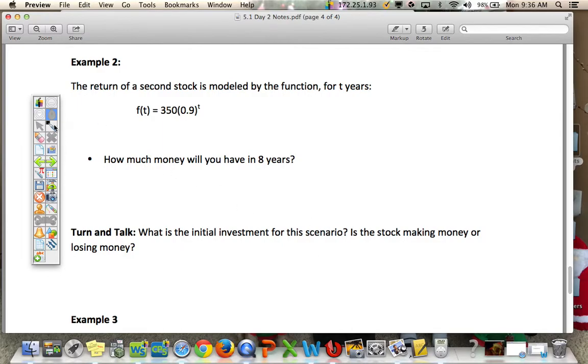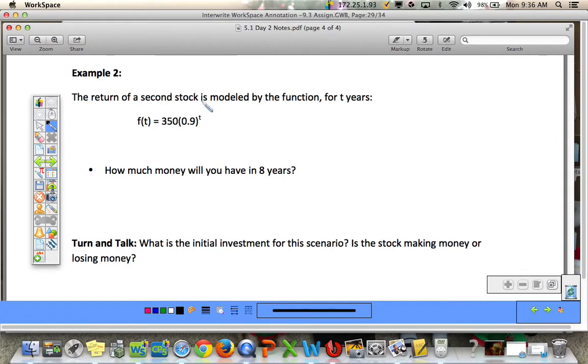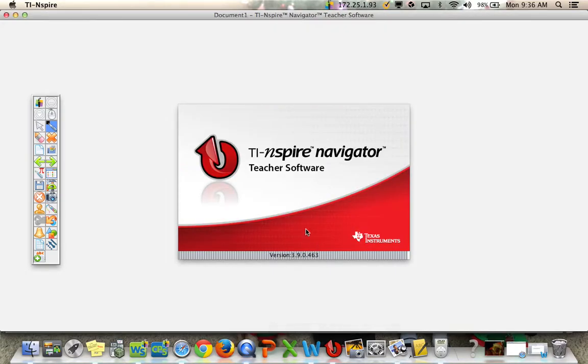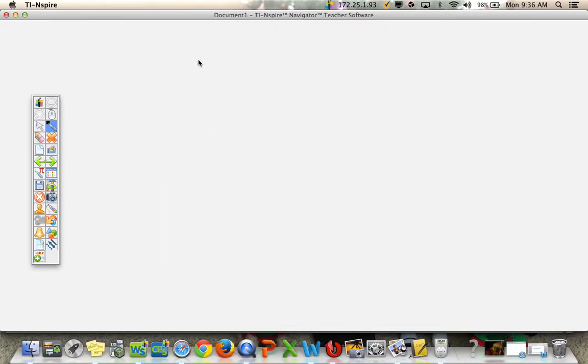Example 2. The return of a second stock is modeled by this function for years: 350 times 0.9 to the t. So I would ask you on the assignment, what's the starting value? And you should tell me it's 350. So here's your a value, or your starting value. Is this growth or decay? Well, you take a look at this 0.9, and you get 90% of the time before. That's going to be decay. It's between 0 and 1. So it's decay. And then how much money will you have in 8 years? Again, this is almost done. So I'll show you how to calculate that.